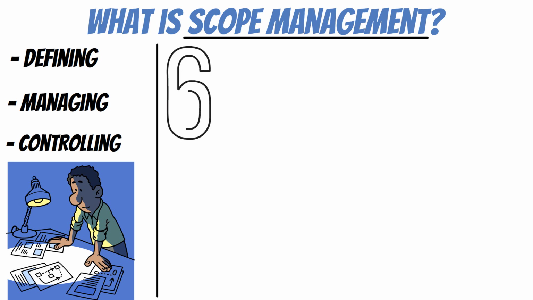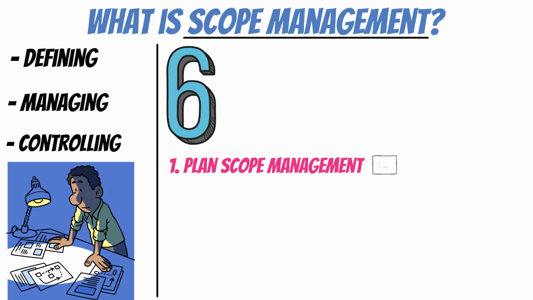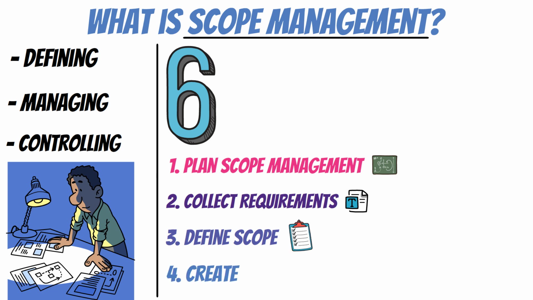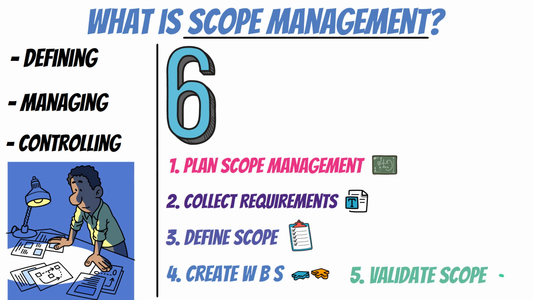There are 6 processes in scope management. 1. Plan scope management establishes how scope will be defined and controlled. 2. Collect requirements gathers stakeholder needs and expectations. 3. Define scope develops a detailed project scope statement. 4. Create WBS breaks the project scope into smaller manageable parts. This is our focus today. 5. Validate scope ensures deliverables meet requirements. 6. Control scope keeps scope creep in check.